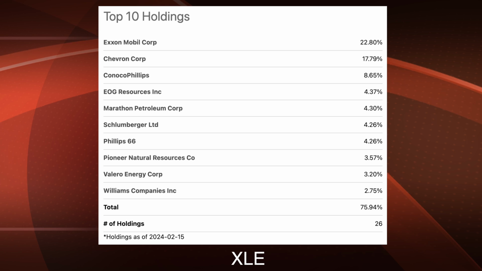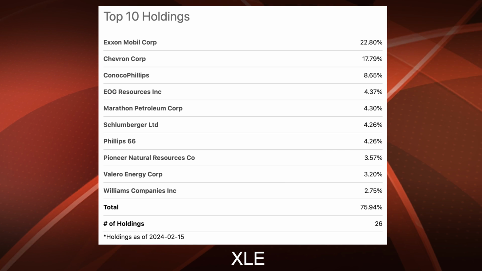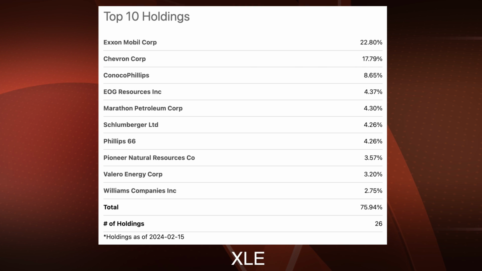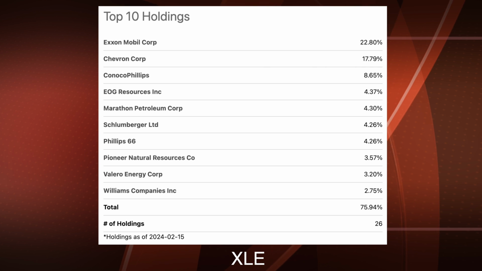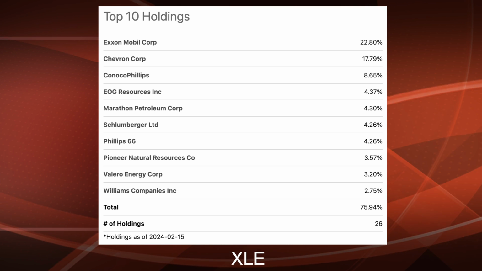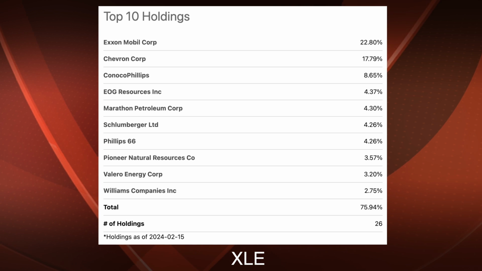Now let's take a look at the ETF's top holdings, which include ExxonMobil and Chevron, both accounting for nearly 40% of the ETF, followed by ConocoPhillips, EOG, and Marathon Petroleum rounding out the top 5. In total, the XLE has 26 total holdings, with the top 10 accounting for nearly 76% of the entire ETF.